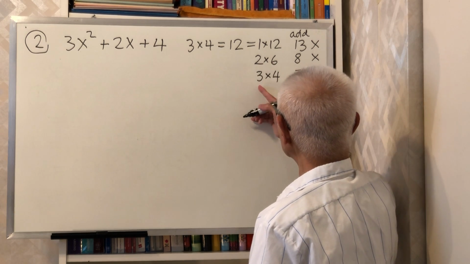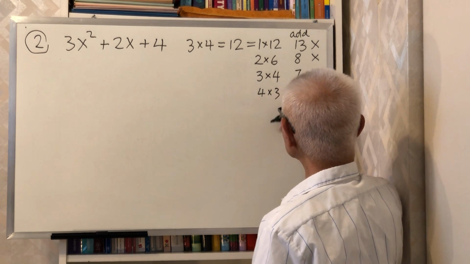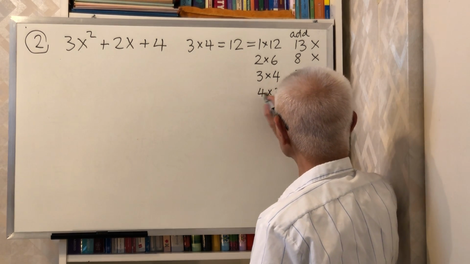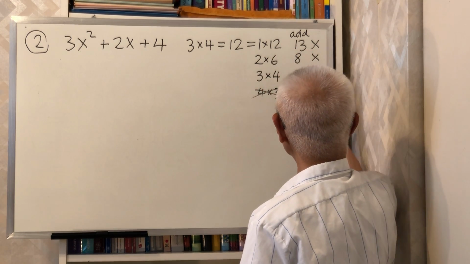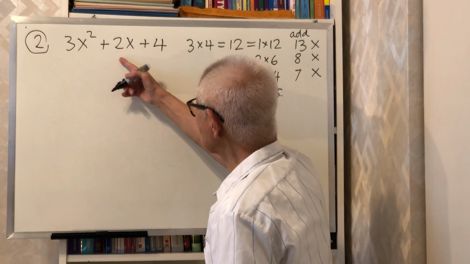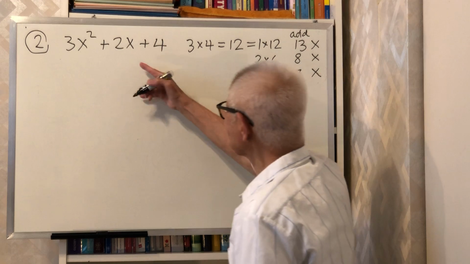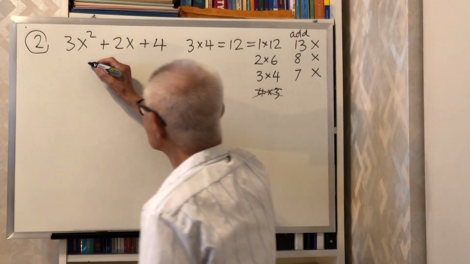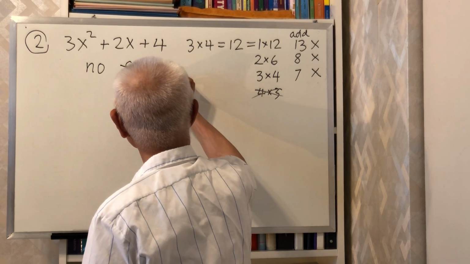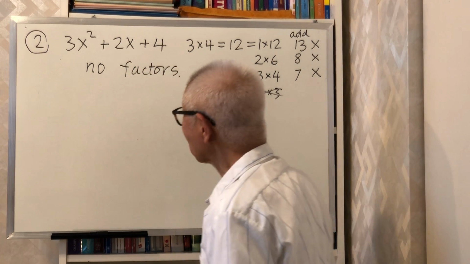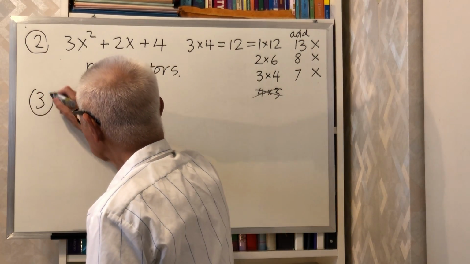That's all the possibilities, because you can go on to 4 times 3, but that is exactly 3 times 4, so you don't need that. So that is all the possibilities, and I have nothing correct. I have no numbers that, if I add, I get 2. So, no factors. Okay, that's number 2. Let's have another example.